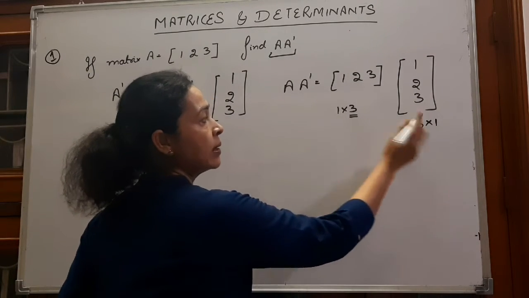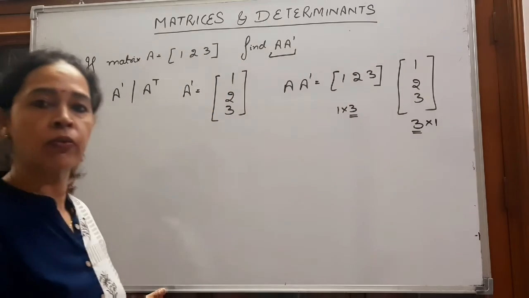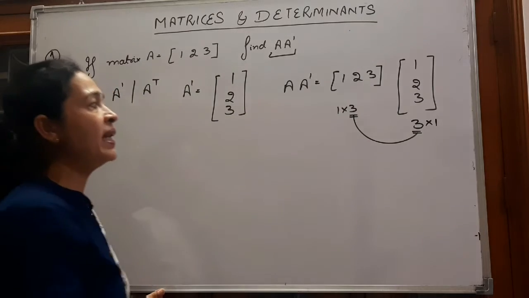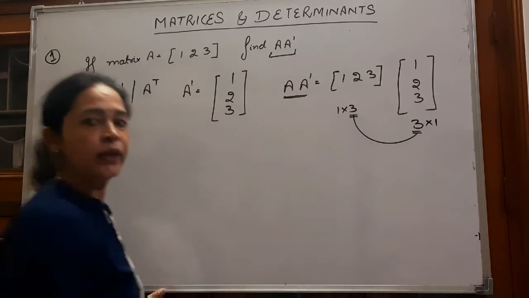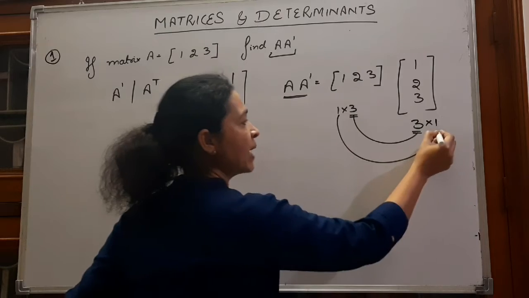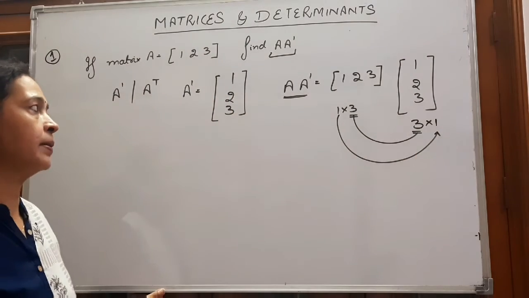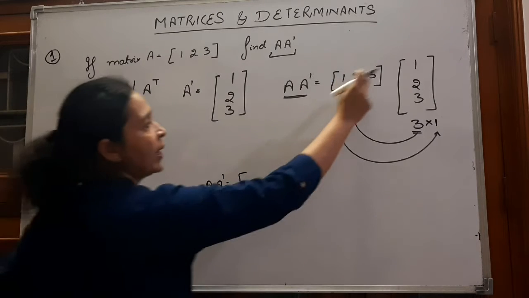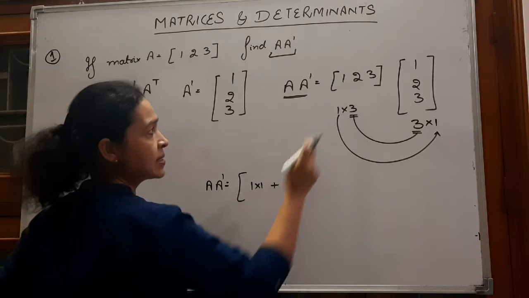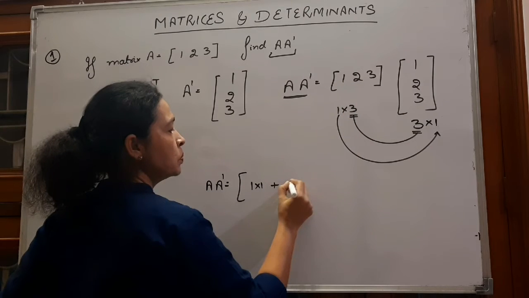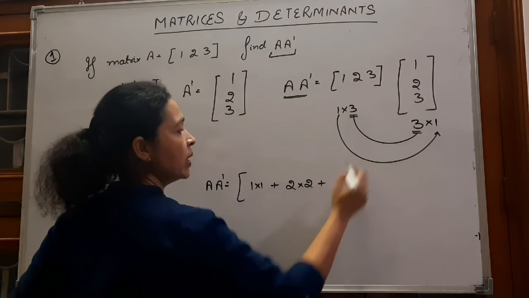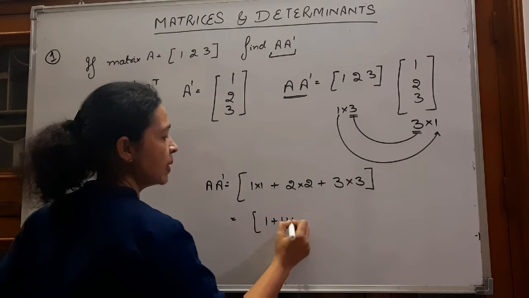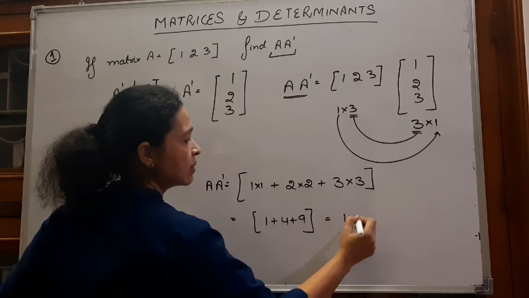Columns of A are the same as rows of A transpose, so multiplication is defined. How many elements will be there in A into A transpose? 1 multiplied by 1, we will get only one element. Now A into A transpose will be 1 into 1 plus 2 into 2 plus 3 into 3. What do we get? 1 plus 4 plus 9, that is 14. That is our answer.